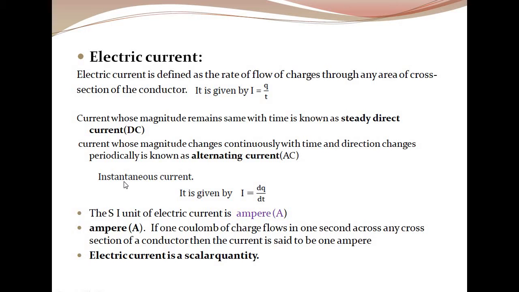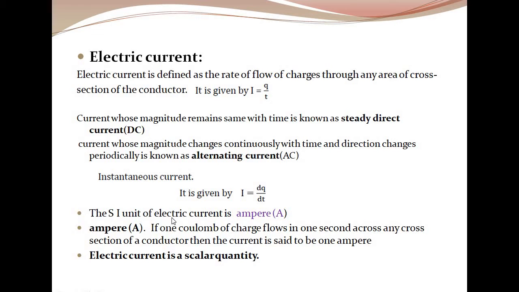Next is instantaneous current. It is given by I equals dq by dt. At a given instant of time, what is the quantity of current flowing through the conductor? That is what we call instantaneous current. So electric current is nothing but charge by time.